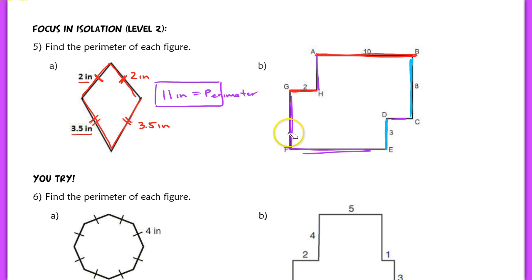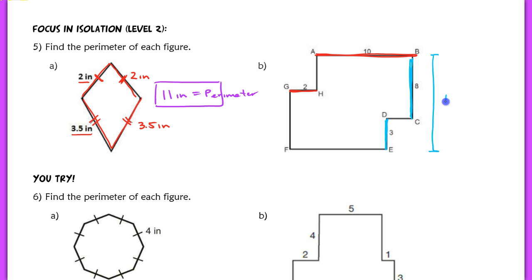But here we actually can do a little bit of problem solving, like I said, because we don't need to know the specific amount, that length of GF or that length of AH, because if I look to the right here with the blue segment, I have a vertical line here, 8, and another vertical line here, 3, that represents the entire length vertically here.